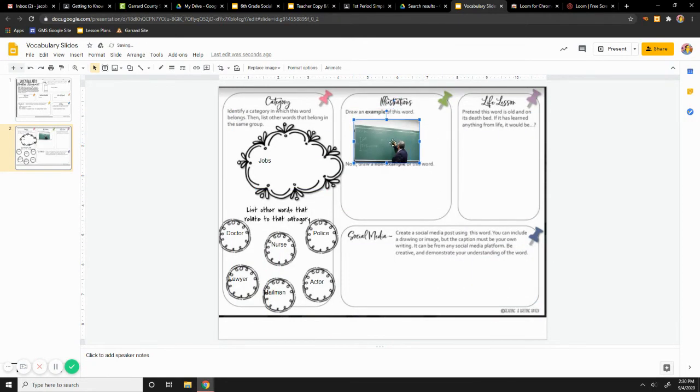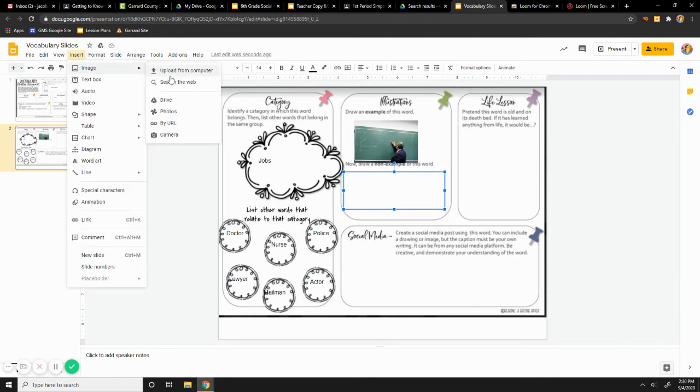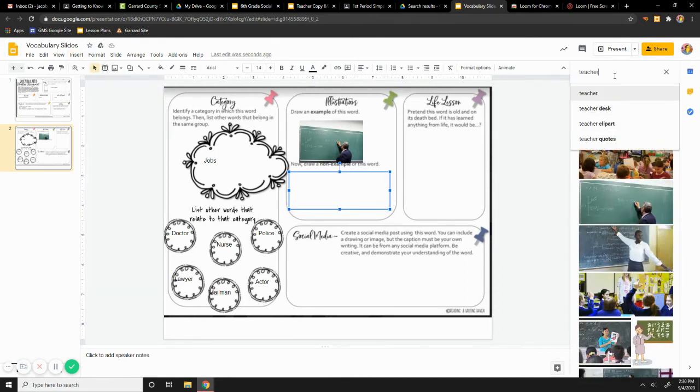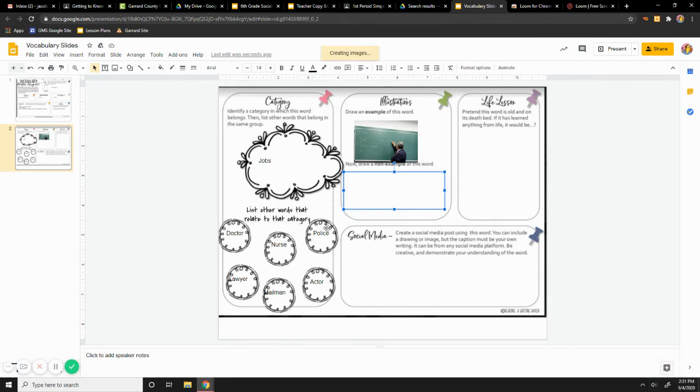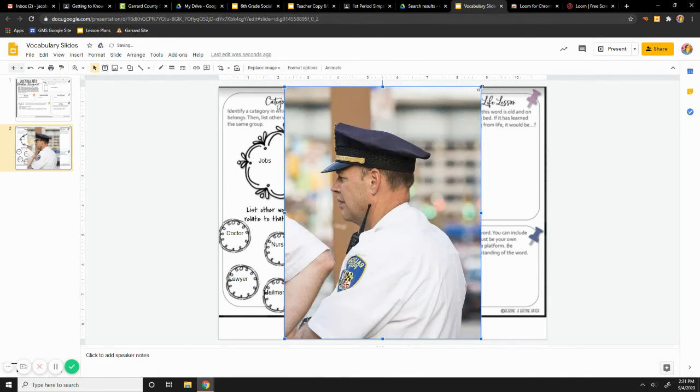And then at the bottom is a non-example. A non-example is the opposite of an example. It is something that is not a correct definition or picture. So maybe there you put a picture of a police officer. That would be a non-example.